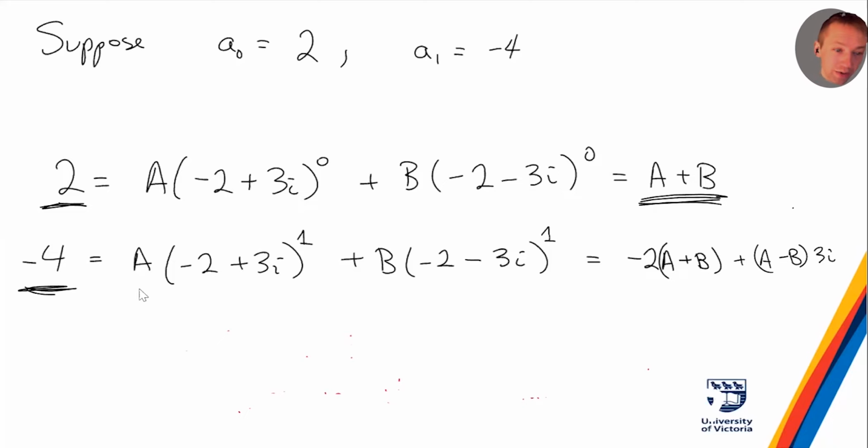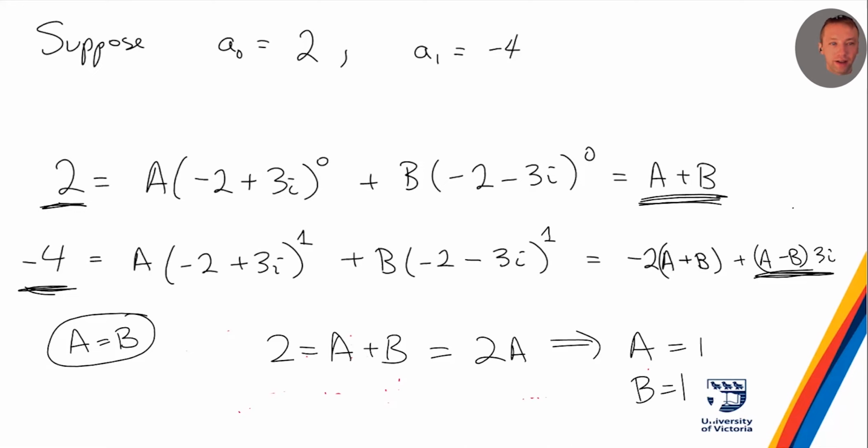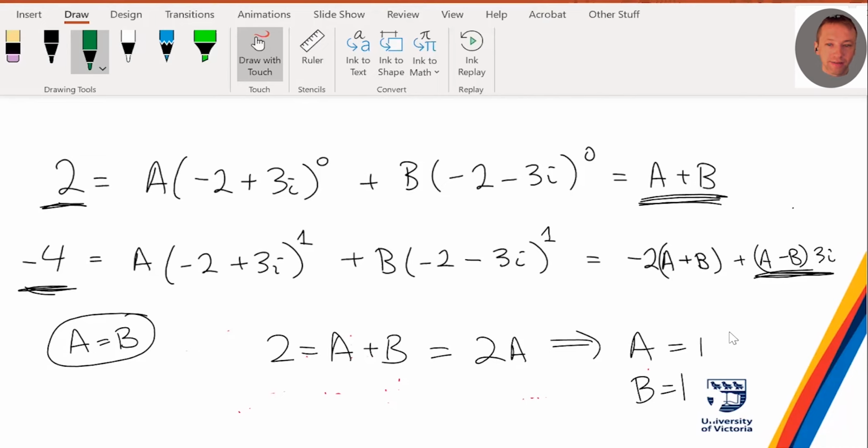But here's the thing. If negative 4 equals this, then the imaginary part here needs to be 0. So we have to have a equals b, because I have to get a 0 here. And once you know that a equals b, you can look at your first equation. So a plus b, but b is a, so this is equal to 2a. That implies that a equals 1, and so b equals 1 because they're equal. And so that's my particular solution in this case.